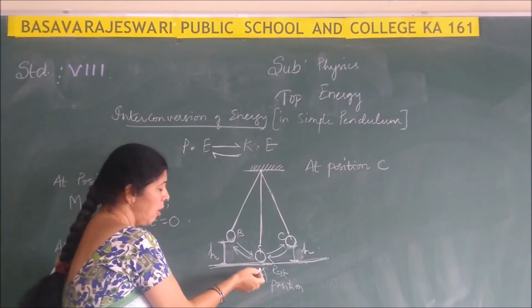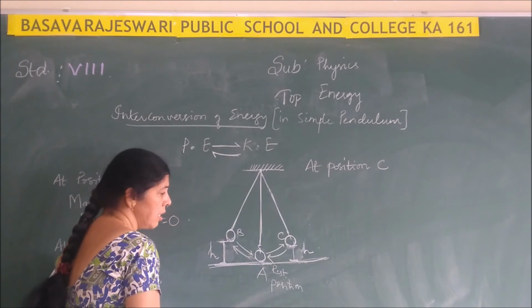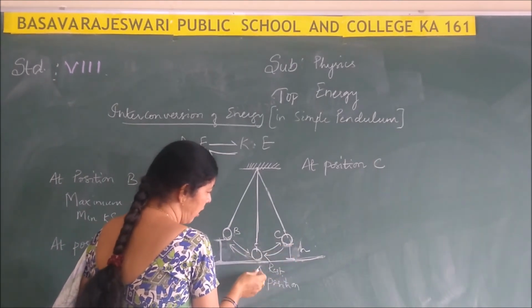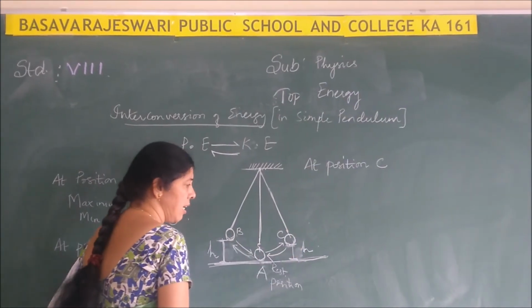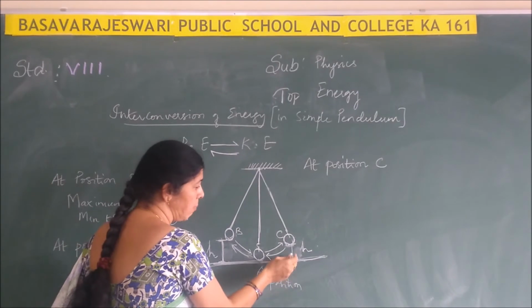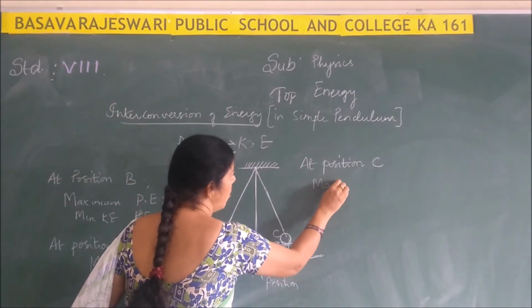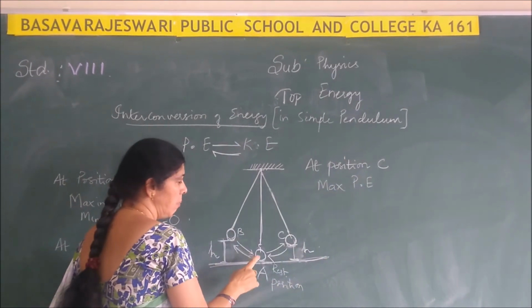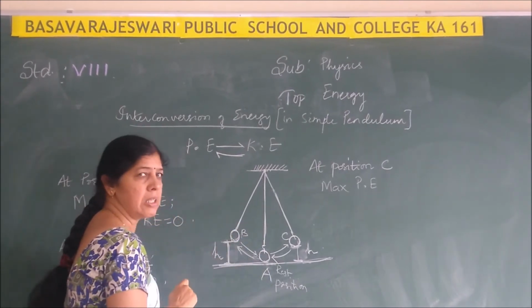Now again, the bob will not come to rest at A. A is at a lower height, so the potential energy will decrease. Then again, the bob will not come to rest. It is reaching the position C. When it reaches the position C, again the bob is gaining height, and due to that height, the bob will have maximum potential energy. And when the bob reaches C, momentarily the bob comes to rest.